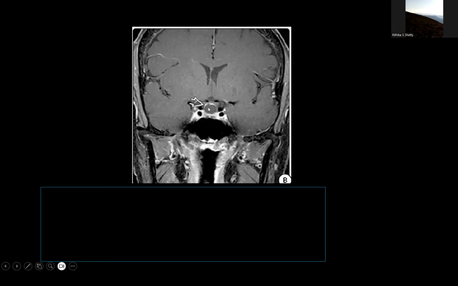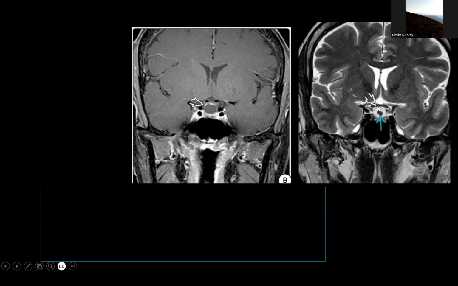Here, there is a well-defined cystic lesion which is pushing the adjacent pituitary to the side. So this is forming a claw. On this post-contrast image, we can see the hypointense cyst, but it is pushing the pituitary sidewards, forming the claw. In the next image, we can see a T2 hyperintense cyst, which is having a hypointense nodule. So these are the two types of Rathke cleft cyst.